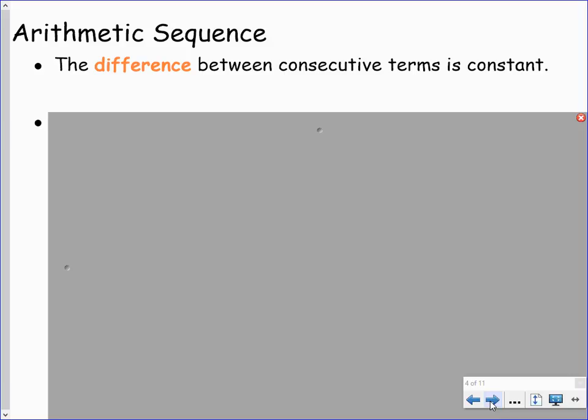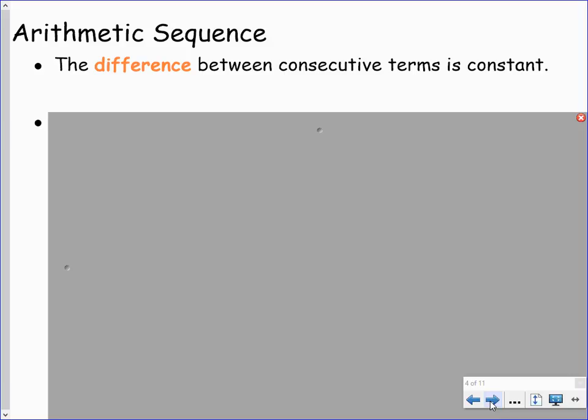Okay, so this is a mathematical definition for arithmetic. Think about putting it in your own words. You're adding or subtracting the same number. What that means is that the difference between consecutive terms is constant. Consecutive meaning one right after another.